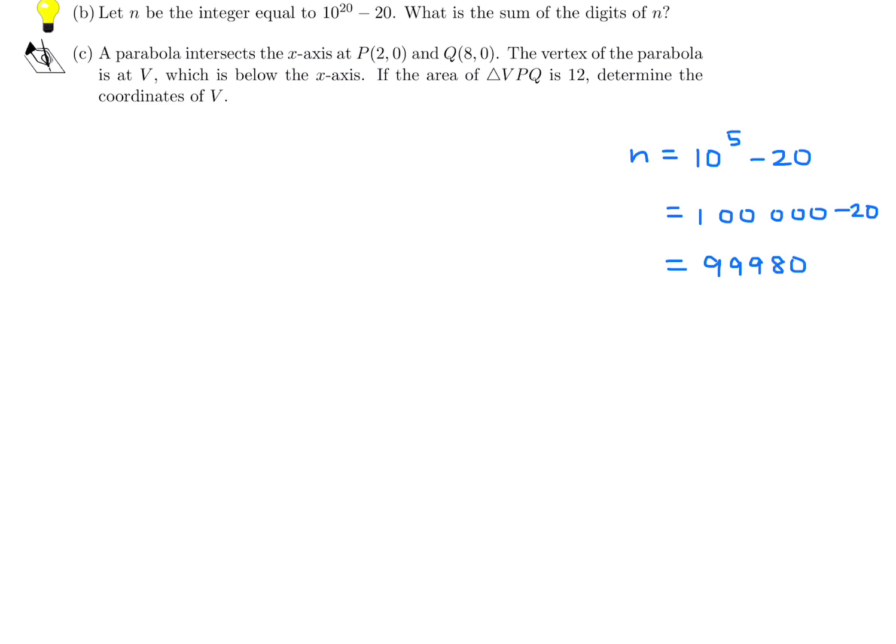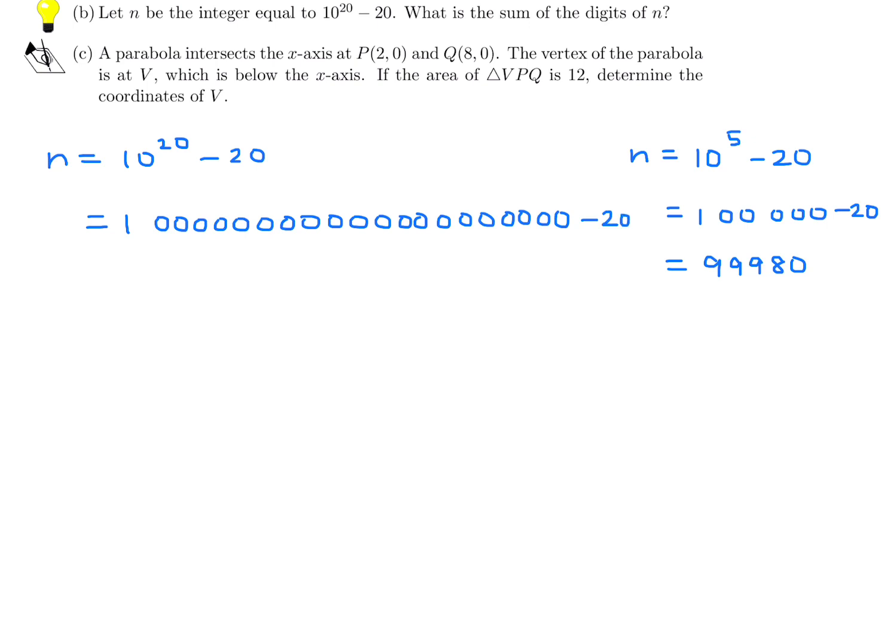That's the same sort of story that we have for the big one, which is 10 to the power of 20 minus 20. That's really just going to be a whole bunch of zeros, 20 of them, right? And then minus 20. Don't forget the minus 20. And when you do, you'll get a whole bunch of 9s and then an 80 at the end. So you'll have eighteen 9s, and then an 80 at the end.